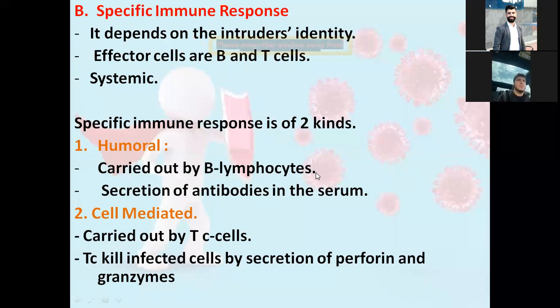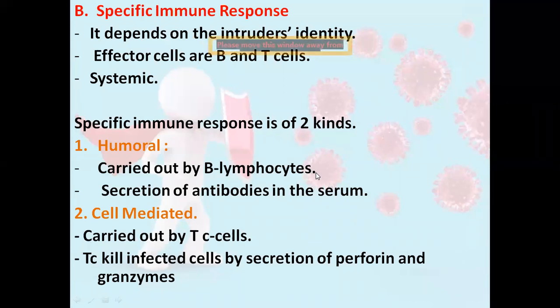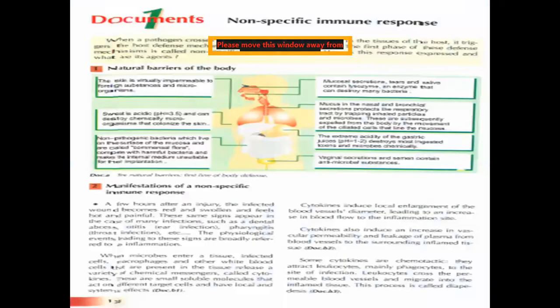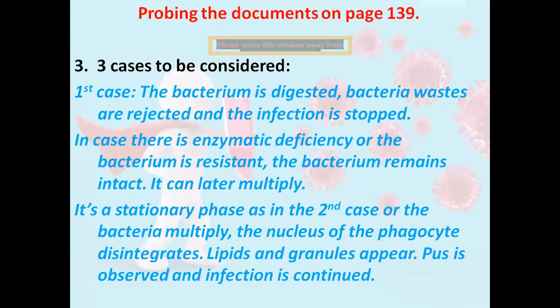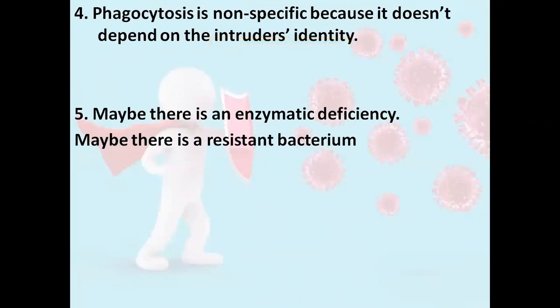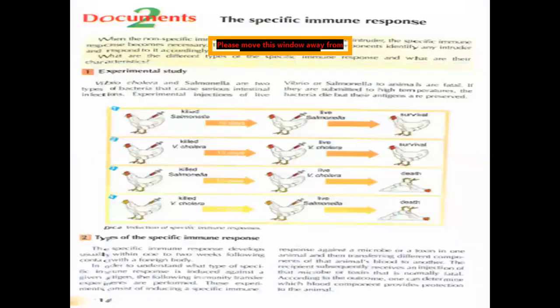TC cells are the T cytotoxic cells. They kill infected cells by the secretion of perforin and granzymes. Perforin creates pores inside the cell, and granzymes lead to the degradation and the killing of the cell. Here we talked about the natural barriers, and about phagocytosis, its steps and differences, and why some types of bacteria are not killed by phagocytosis, maybe because there is enzymatic deficiency or we have a resistant bacteria. Document 2, we talk about the specific immune response.